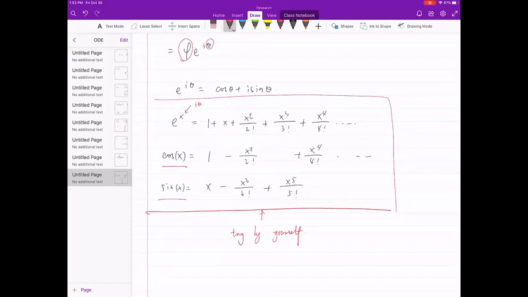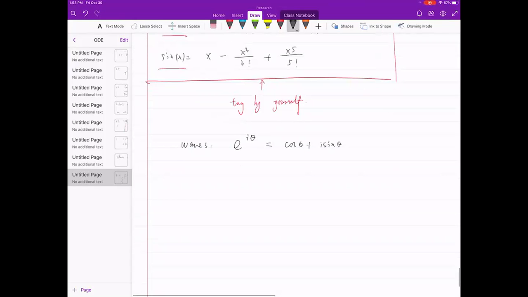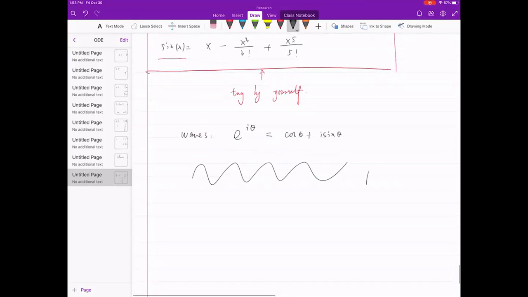Sounds good? A third thing, with which this formula becomes super, super nice, is when you represent waves. Usually people use a wave to be e to the i times something, let's just say the i theta representation. Why? And here's why. You know how to represent a wave, right? A wave is just like cosine, like that, right? Okay. This is called a plane wave.